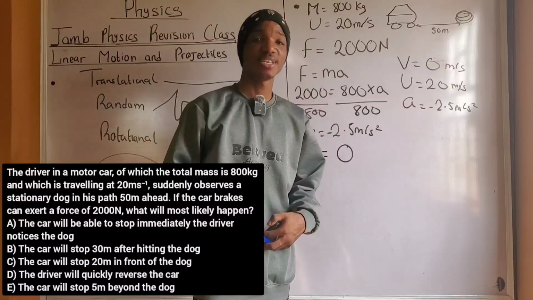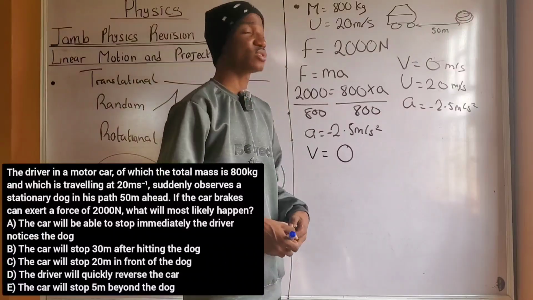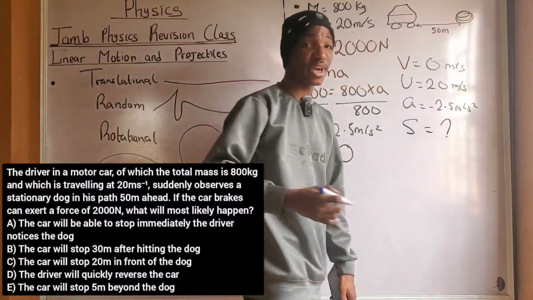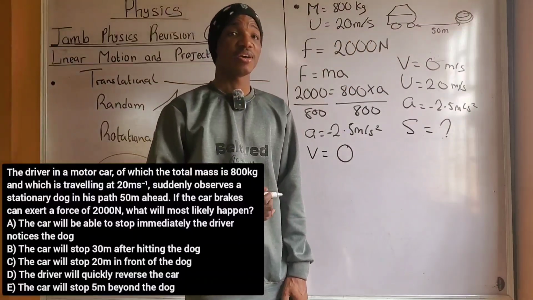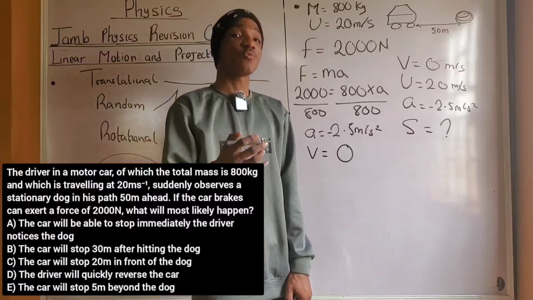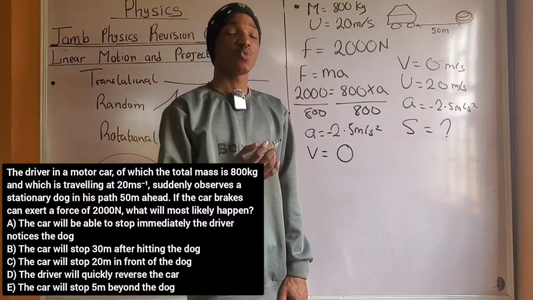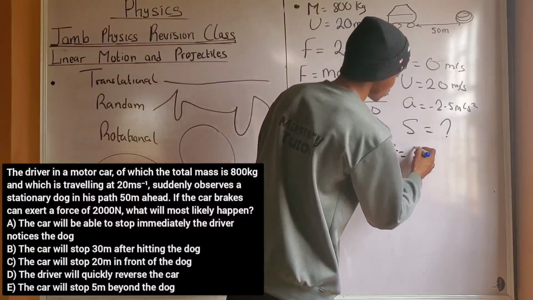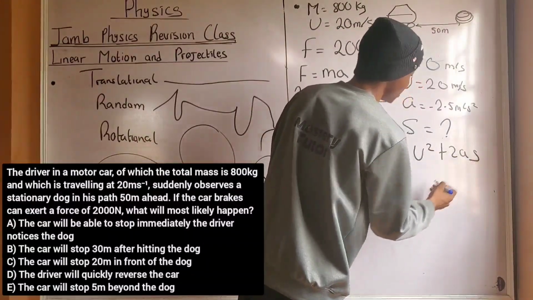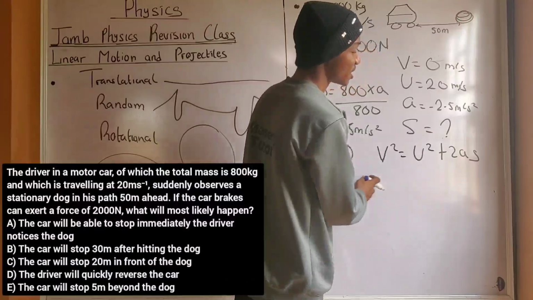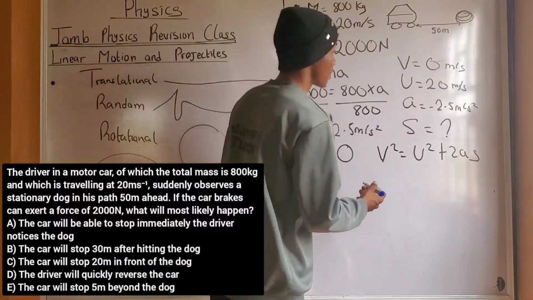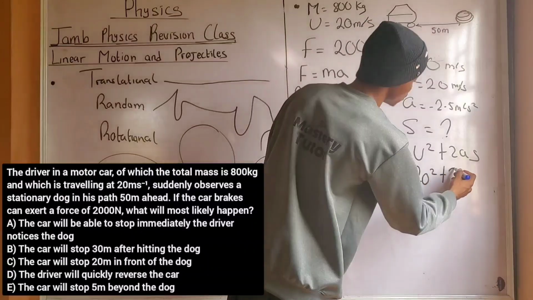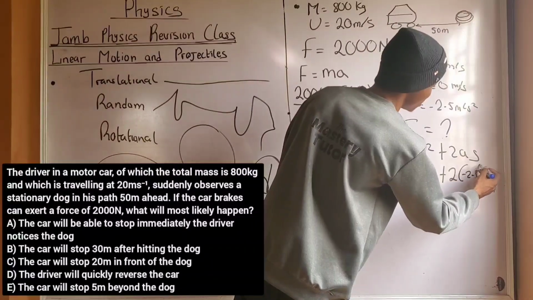Based on that information that I gave you, which one are you going to use? Do you know that we are looking for the distance? We are looking for S. I hope you are aware. Because we want to find the distance that the car covers when the brake was applied. Do you understand? So here I'm going to have V squared equals U squared plus 2AS. This is the formula that contains all the parameters that I need. So 0 equals U squared. U is 20. So I'm going to have 20 squared plus 2 multiplied by negative 2.5 multiplied by S.